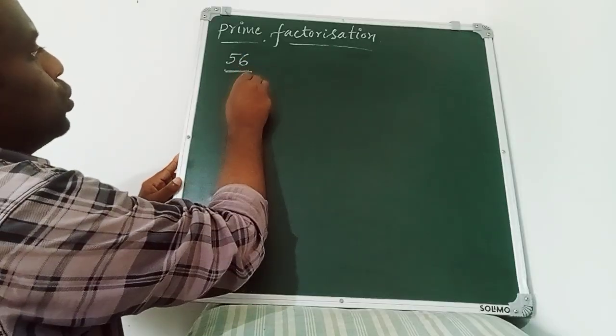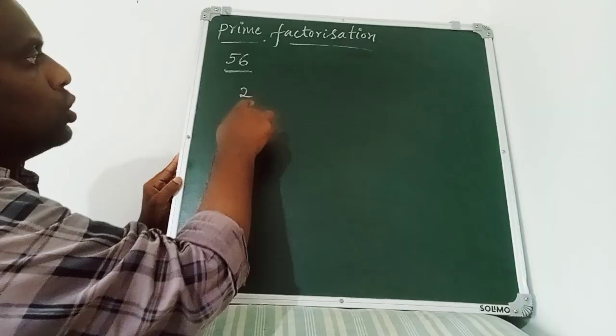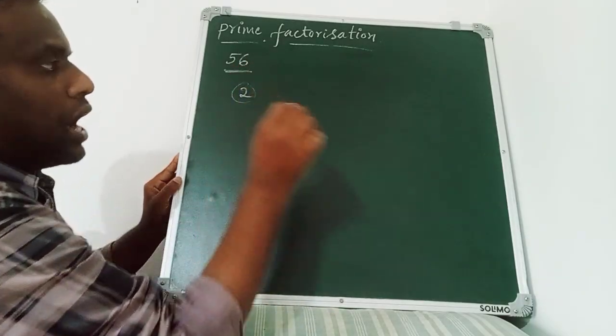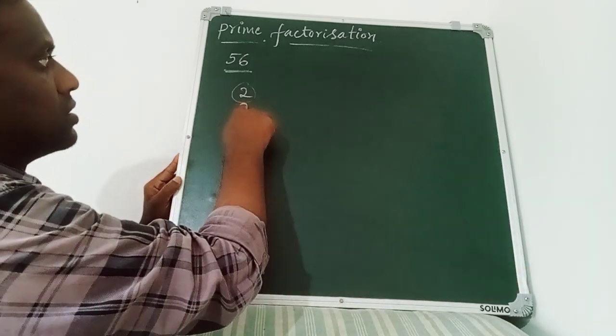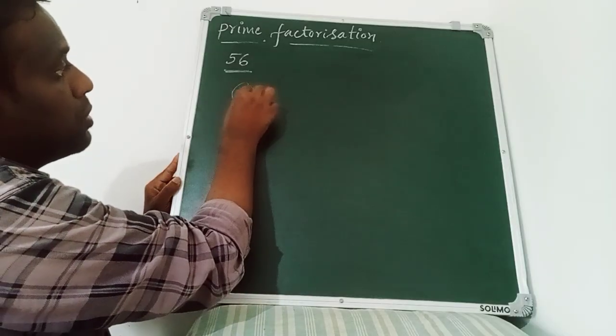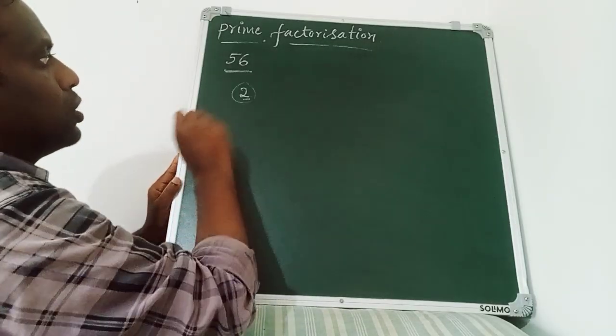So, 2 is a prime number because 2 can be divided by only this number 2 and 1 only. No other number can divide this. 1 can divide this and the same number 2 can divide this. 4 cannot divide, so this is prime number 2.